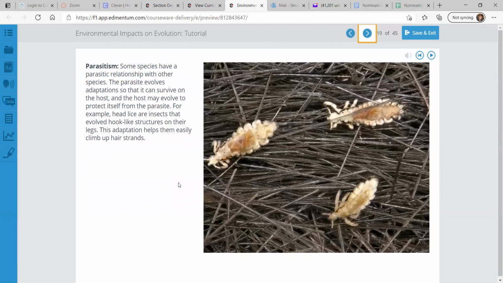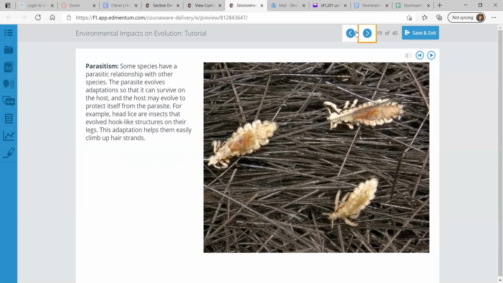Now, parasitism. No one loves parasites. Some species have a parasitic relationship with other species. The parasite evolved adaptations so that it can survive on the host, and the host may evolve to protect itself from the parasite. So, for example, head lice, really gross creatures, are insects that evolved hook-like structures on their legs, and this helps them climb on hair strands and hold on for dear life.